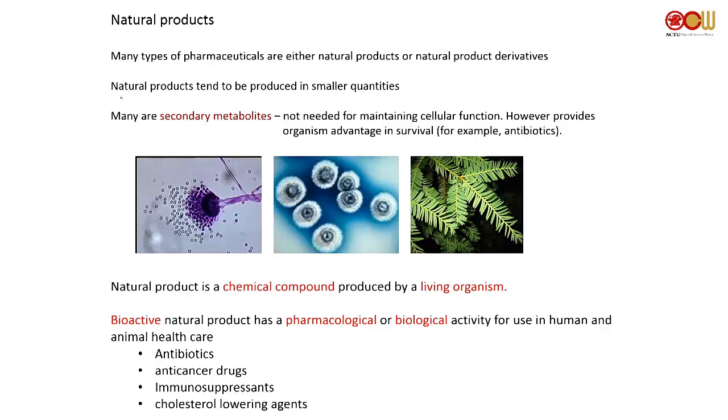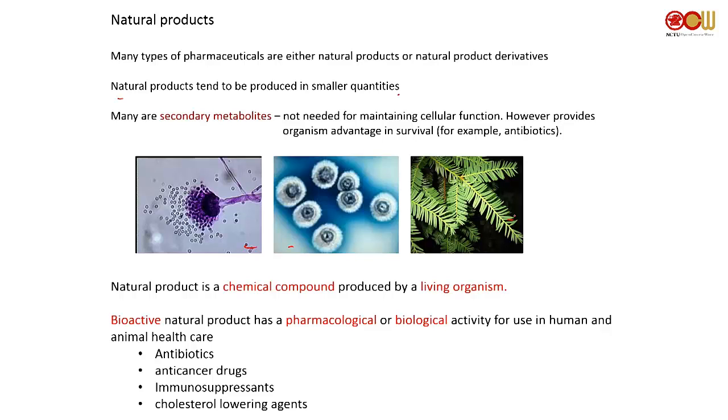Now, natural products tend to be produced in smaller quantities because they are secondary metabolites, okay? So they're not needed for maintaining cellular functions. Secondary metabolites are useful for survival. So for example, you can have these weird microorganisms or you can have plants, okay? They make a lot of stuff, right? So natural product, by definition, is just a chemical compound that's produced by a living organism. You can consider that natural products. Now, bioactive natural products have a pharmacological or biological activity for use in humans or animal health.